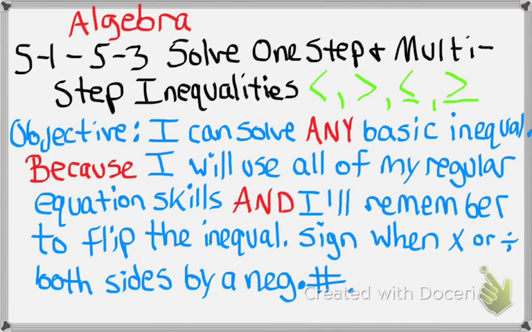So our objective is, as the student, I can solve any basic inequality because I will use all of my regular equation skills. And, by the way, this is the special rule: I'll remember to flip the inequality sign when I multiply or divide both sides by a negative number. By the way, that's the special exception you need to remember.